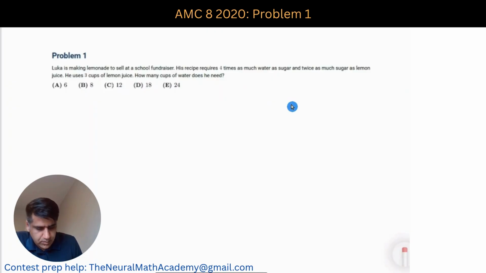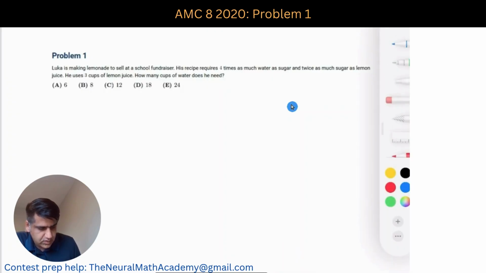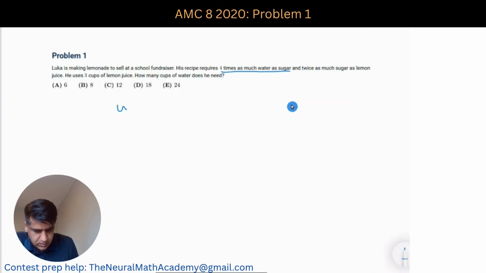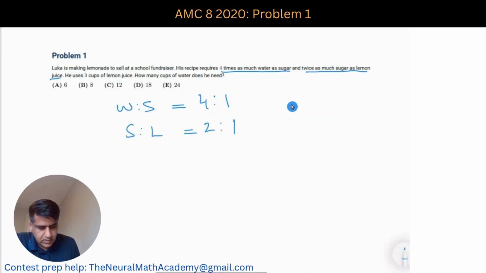So, in order to solve the problem, we can set up ratios. It says 4 times as much water as sugar is needed, so water to sugar is 4 to 1, and twice as much sugar as lemon juice, so sugar to lemon is 2 to 1. In order to write all as one ratio, we can set it up like this, and then we will multiply the first by 2.